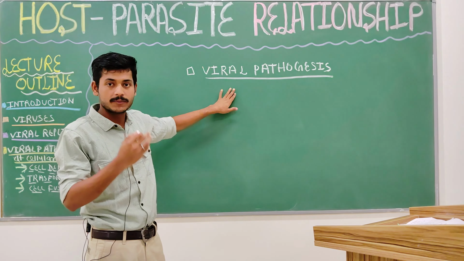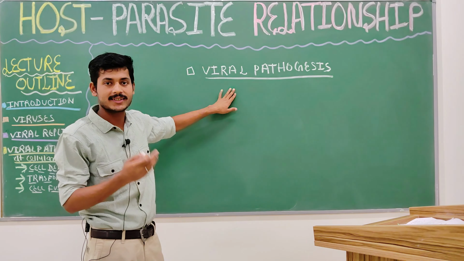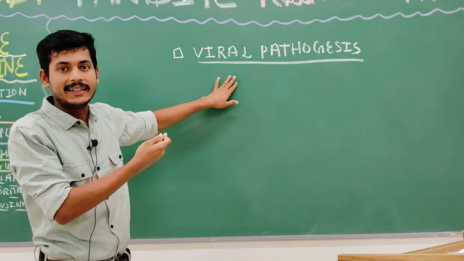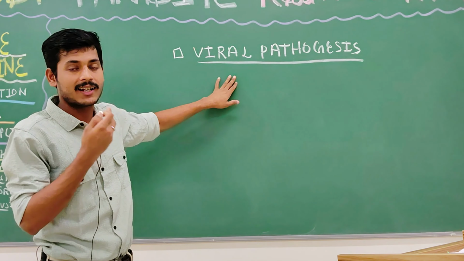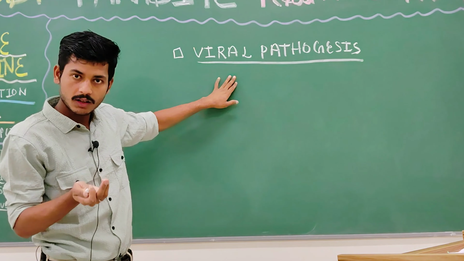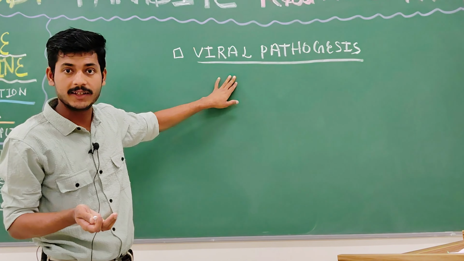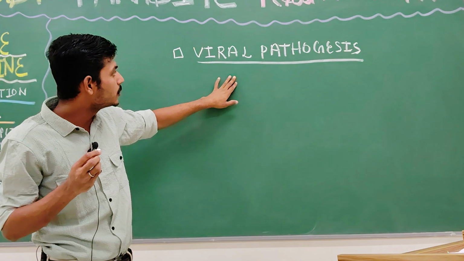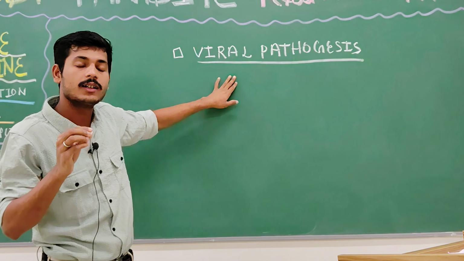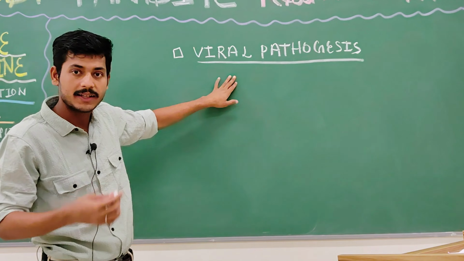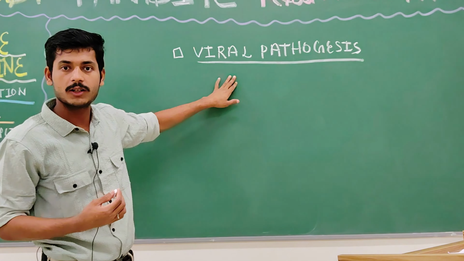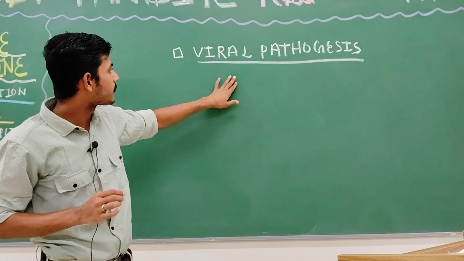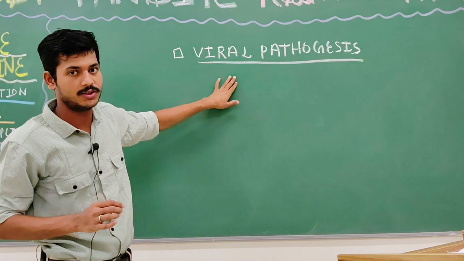It will enter through different parts, which we already discussed, starting from the mouth, the skin, the respiratory pathway, and the urinary genital pathways. These are some of the parts. And the virus will reside in us, replicate, and disturb our normal physiology. So that's the meaning of viral pathogenesis.